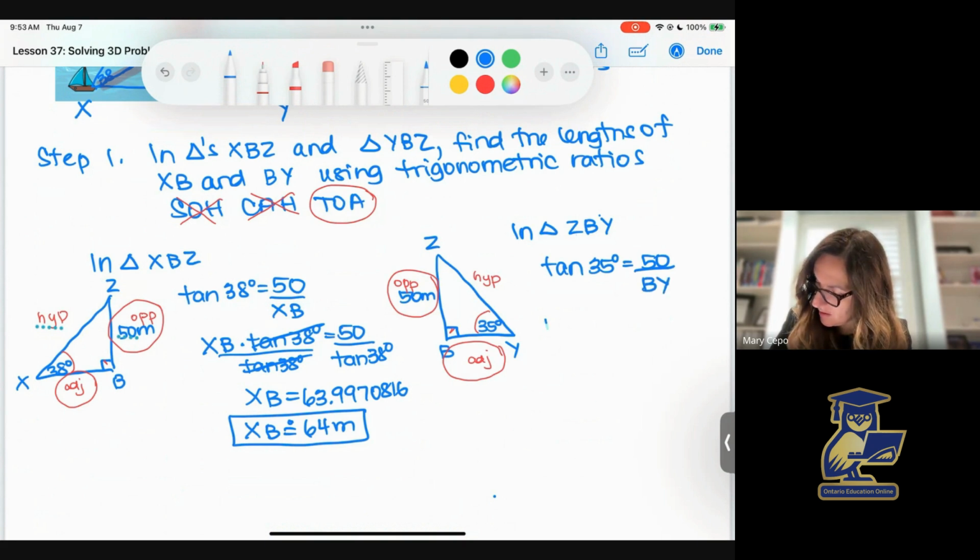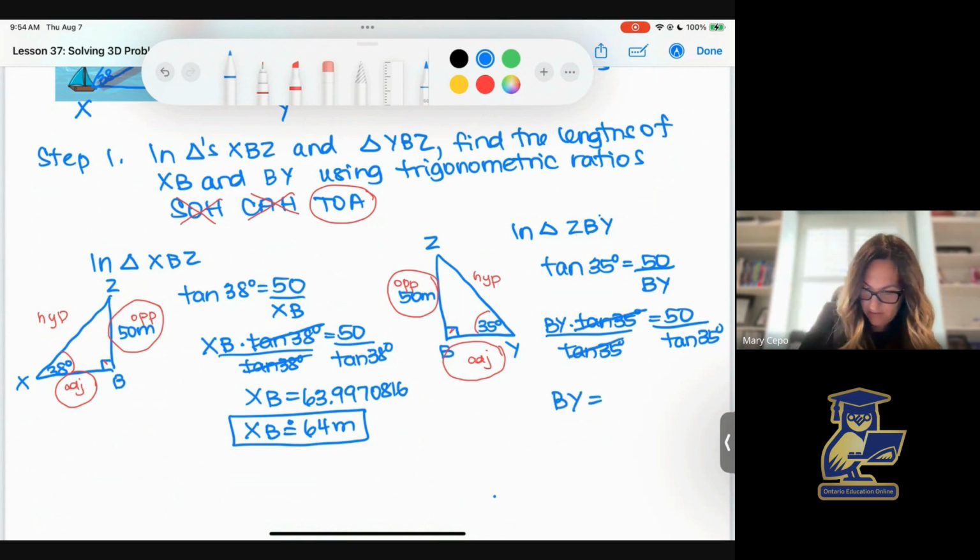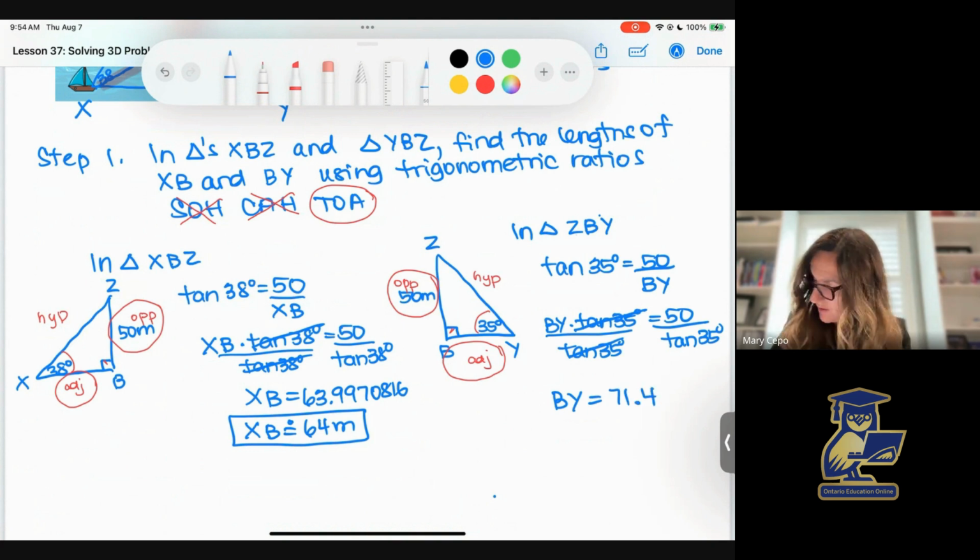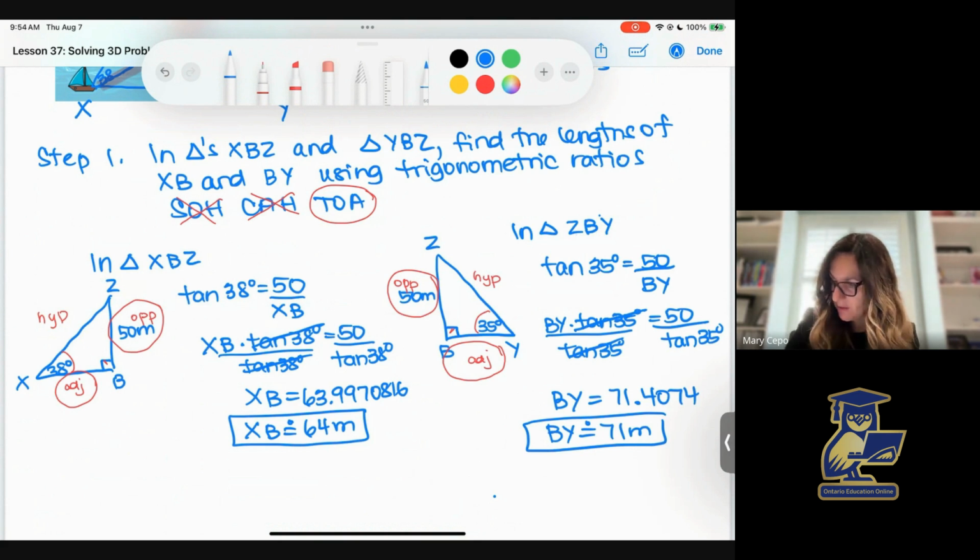Cross multiplying, BY times tan 35 degrees is equal to 50. Divide both sides by tan 35. BY is equal to 50 divided by tan 35, which is 71.4074. We're going to say BY is about 71 meters. Okay, almost there. So we got the two lengths.